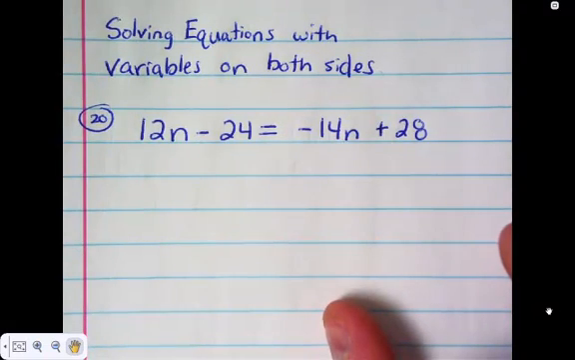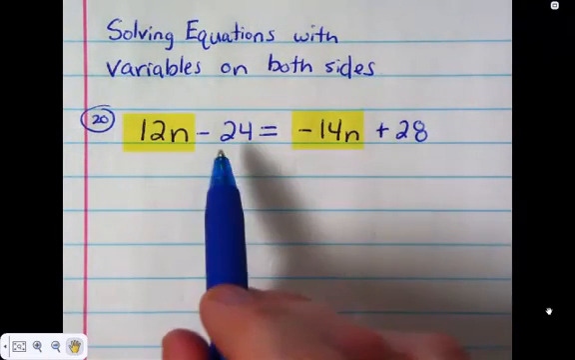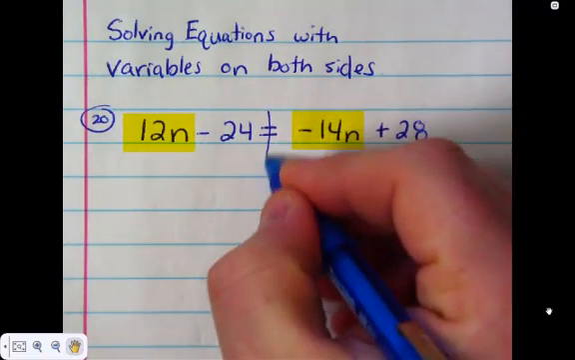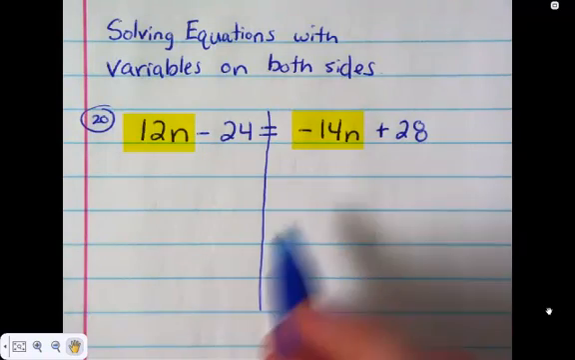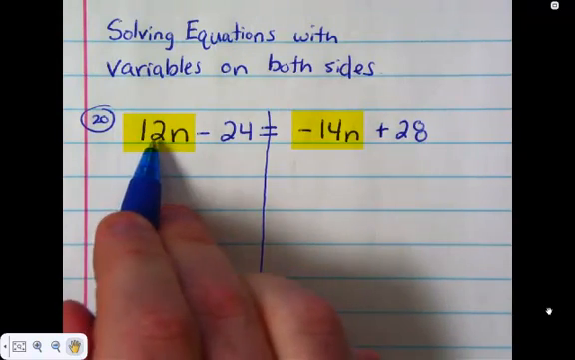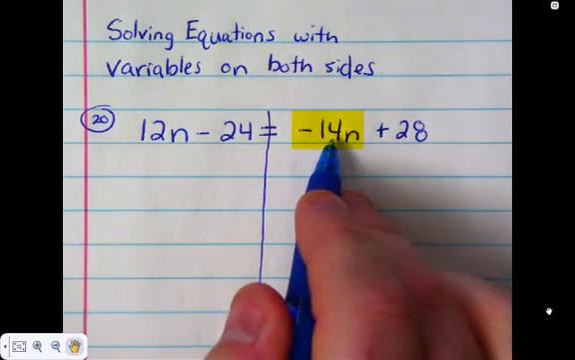So the first thing we need to do, as I said in class today, is find the side that has the smallest variable. I'm going to put a line through here so we see there are two sides. And we're going to move that to the other side. So we have 12n, which is positive, and then we have a negative 14n. Well, that one's smaller. So to get rid of the negative 14n, we want it to become 0.